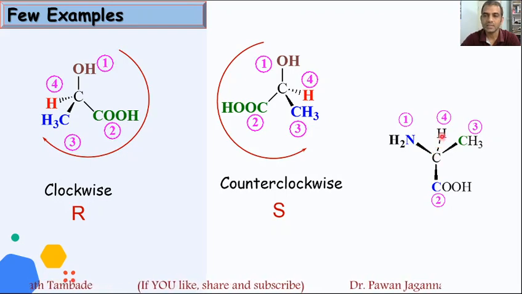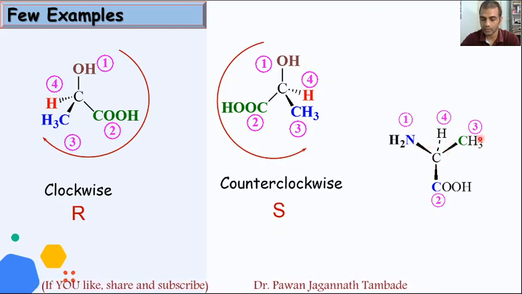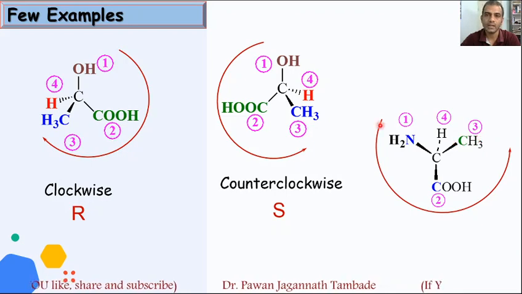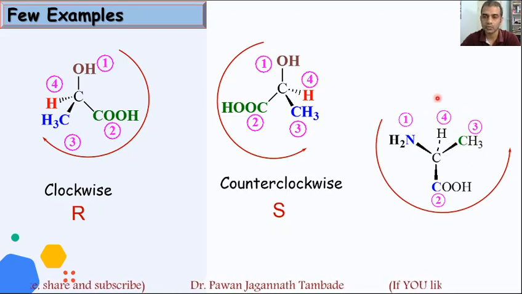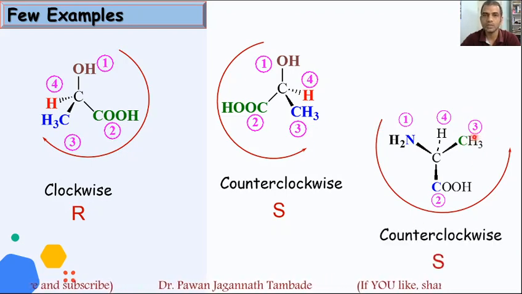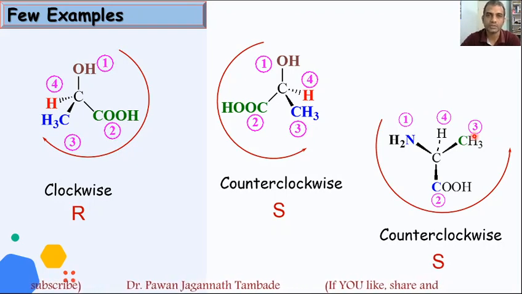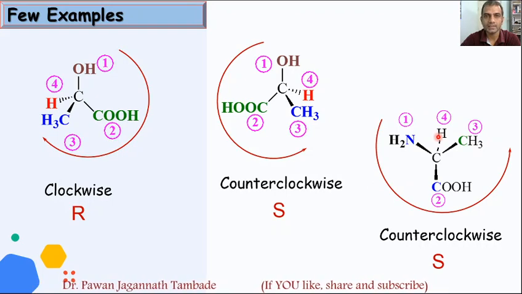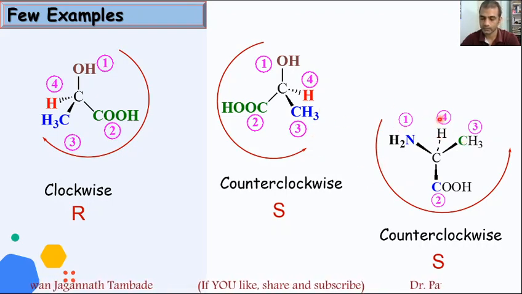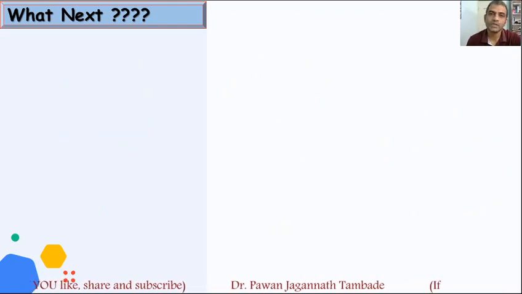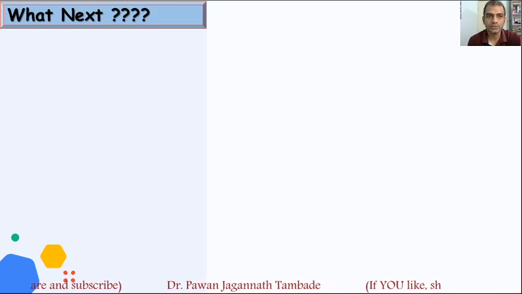Now this lowest priority atom or group is away from the observer, and when you look at 1, 2, 3, you read them in anti-clockwise manner. So the configuration of this molecule is S configuration. So this is how we can find out R and S configuration of chiral molecules. I hope you understand how to assign R and S configuration to molecules.